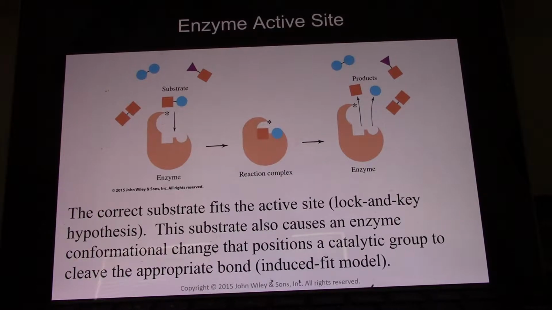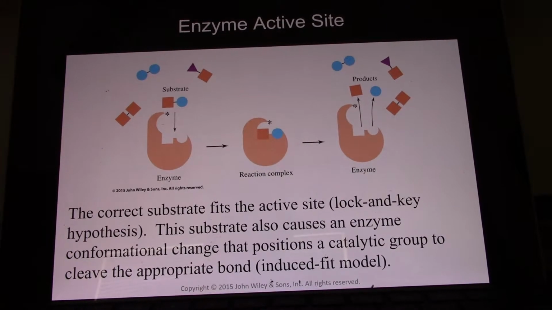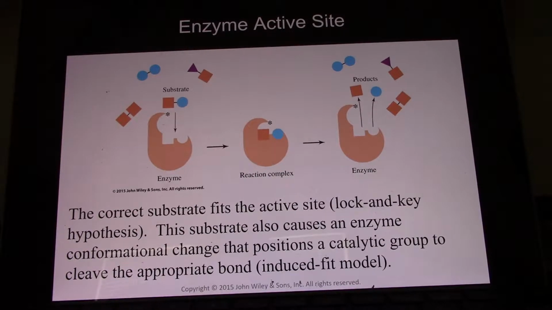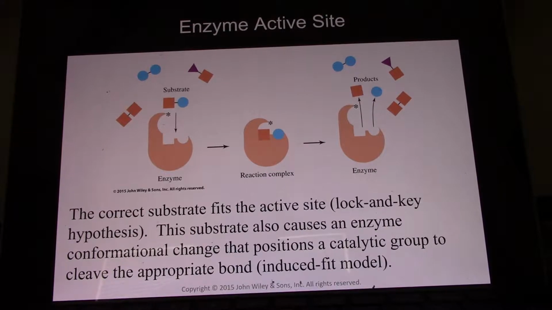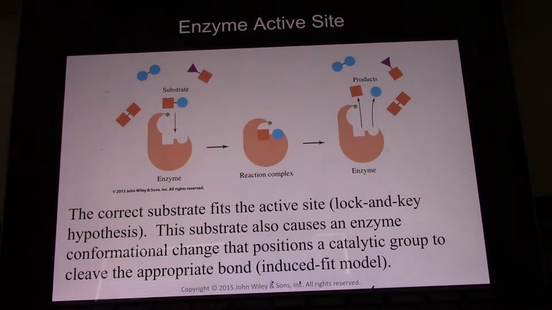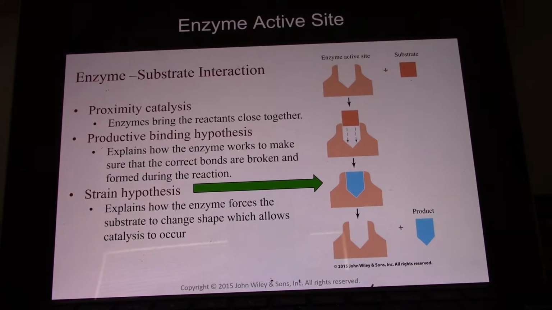An enzyme, the molecule has to be the right molecule to fit in the first place, and so that's like lock and key. But then, in addition to that, the enzyme does change conformation to initiate chemical reaction, and so that's in the induced fit model. And so what we really see happening has components of both the lock and key model and the induced fit model.